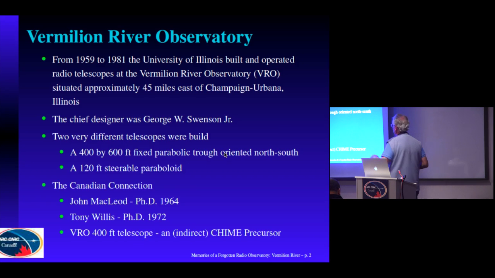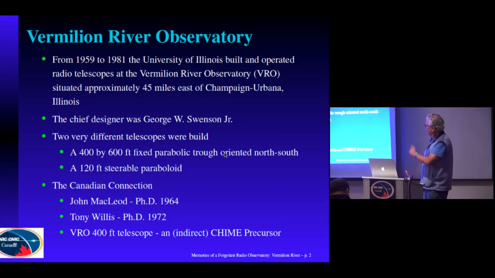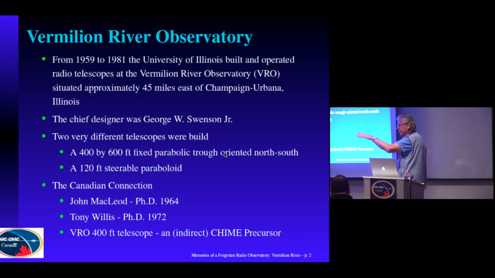Okay, so what was happening with the telescopes that George Swenson actually built? The first one was a giant 400 by 600 foot parabolic dish oriented north-south. And I'm going to say that this telescope was a CHIME precursor. So that's the Canadian relationship, because as we'll see, some of the characteristics are echoed in the CHIME telescope, although I'd be surprised if anybody from CHIME ever read the papers on designing this telescope.